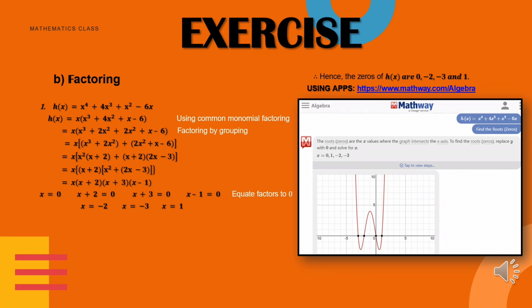Question 2 for factoring. To solve the equation, firstly use common monomial factoring, secondly factor by grouping, and then equate the factors to 0. Hence, the zeros of h(x) are 0, -2, -3, and 1. From the app, you can insert the equation and find the root zeros. The root zeros are the x values where the graph intersects the x-axis. To find them, replace y with 0 and solve for x. So the answer is x equal to 0, 1, -2, and -3.